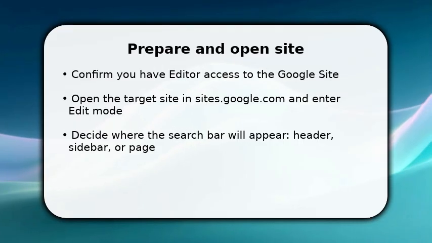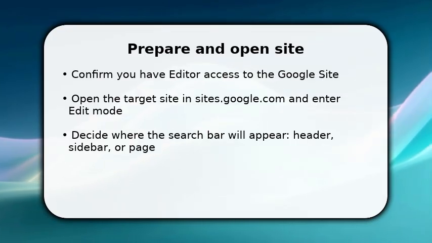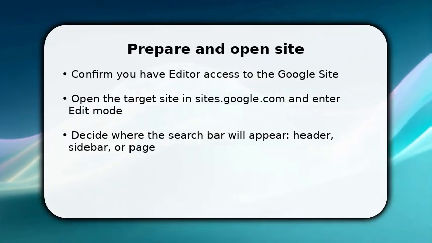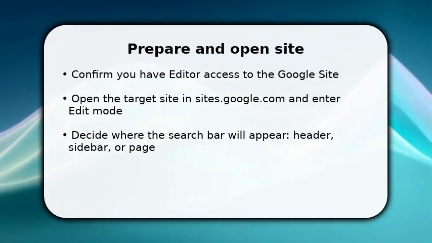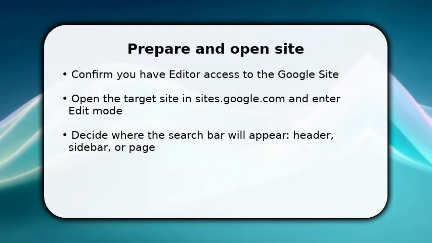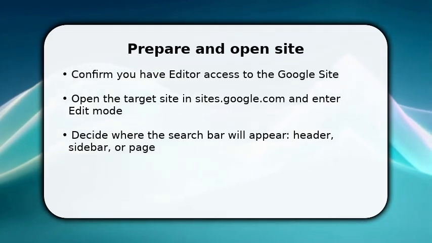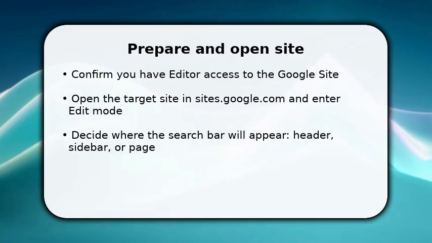You start by ensuring you have editor rights because you need to change layout and add gadgets. Once done, open Sites.Google.com, select the site, and click Edit. Make sure to pick the page or section where the search bar will live. Header and sidebar behave differently for visibility.